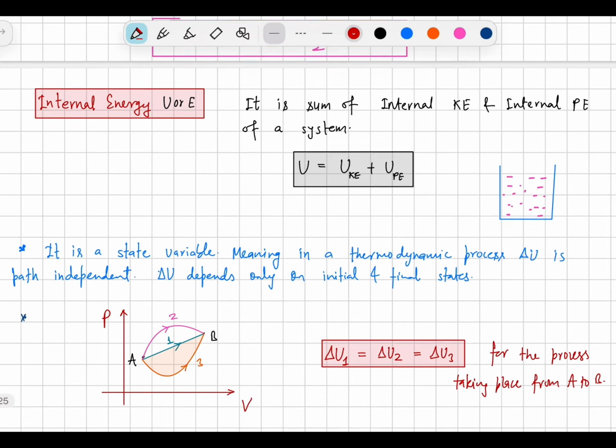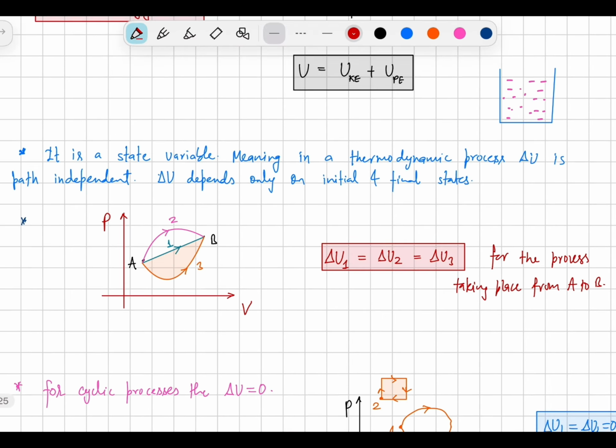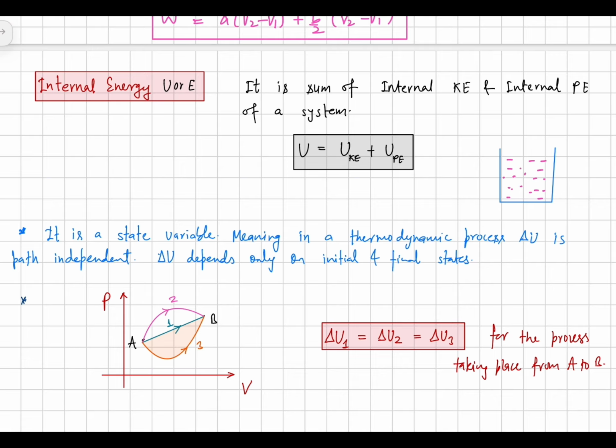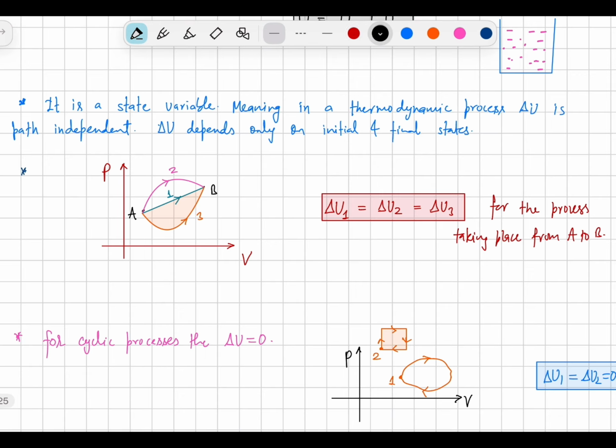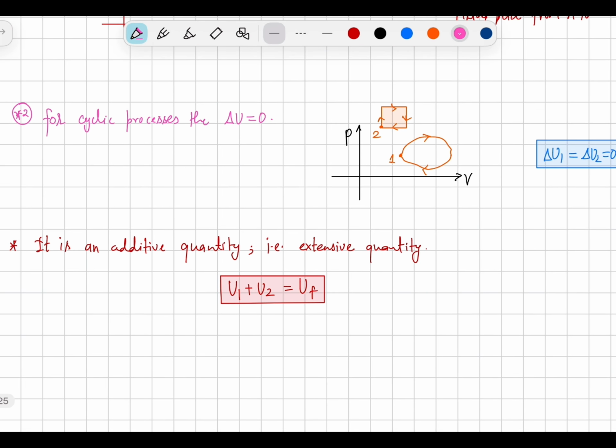Fine. Now these were the key points. Key point 1, key point 2, 3. Let me denote them by numbering. Let's call it 1 like this. Let's call it 2 and 3.